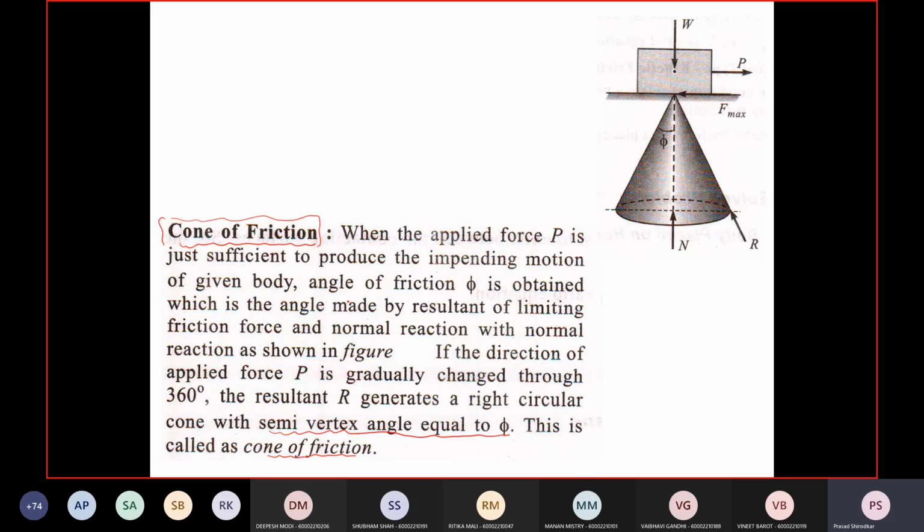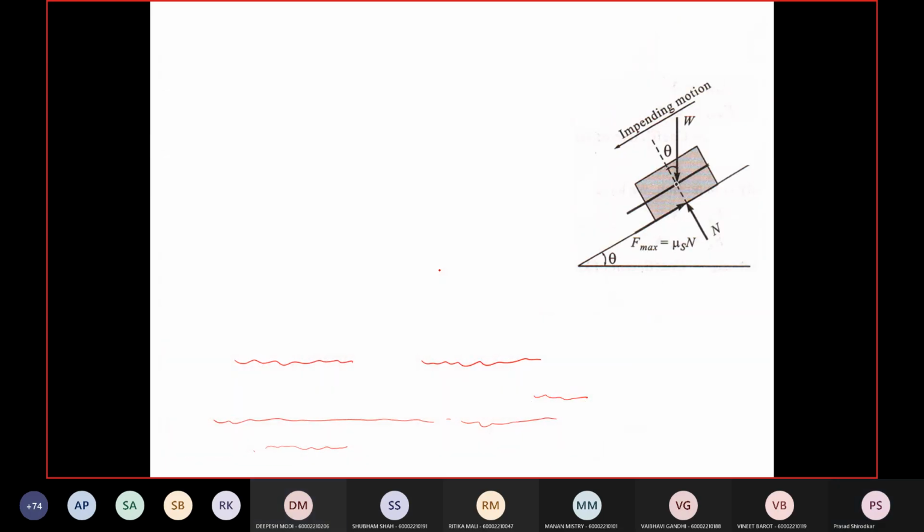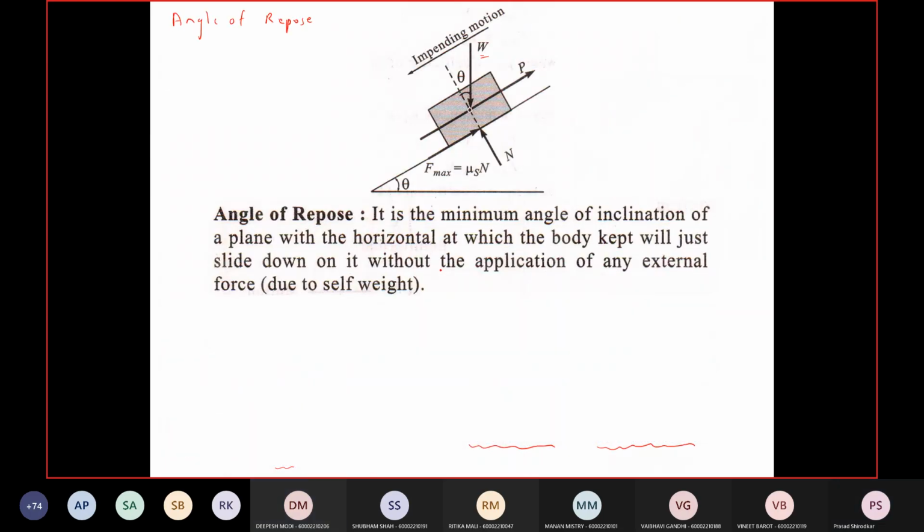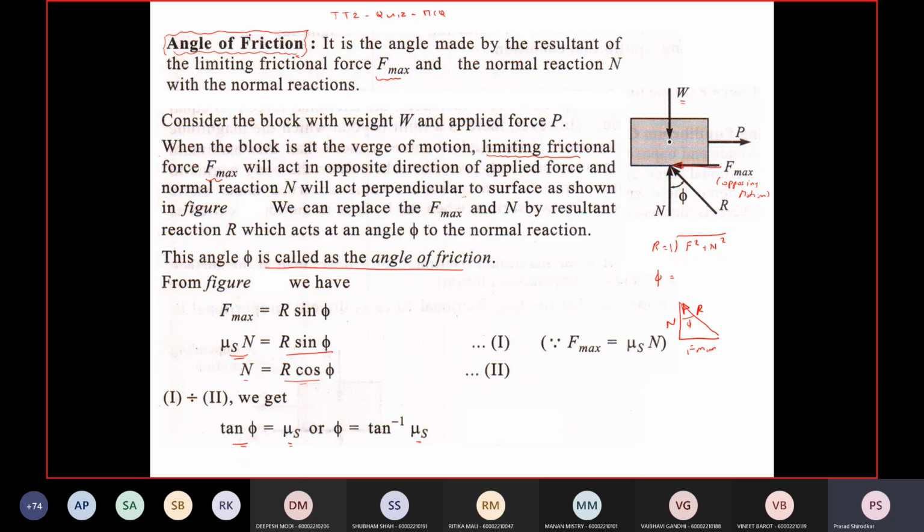Okay, now let's try to understand this concept of impending motion. Sir, can you explain all three terms again in brief? First is the angle of friction. So angle of friction is basically the angle made by the resultant of the normal and frictional force with the normal reaction. Okay, that is the angle of friction.